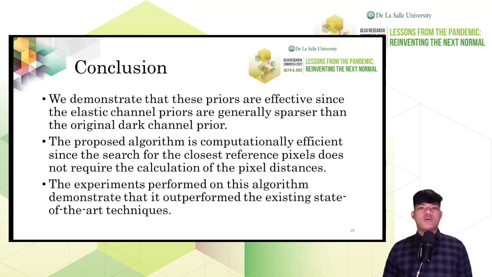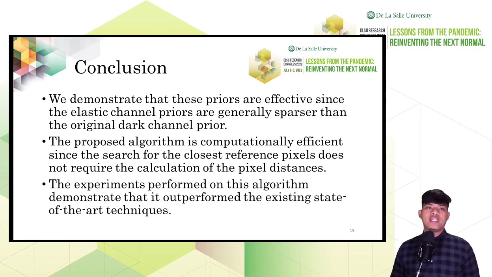So in this paper, we propose the elastic channel priors by addressing the limitation of previous intensity priors. We demonstrate that these priors are effective since the elastic channel priors are generally sparser than the original dark channel prior. We also show that the proposed algorithm is computationally efficient since the search for the closest reference pixels does not require the calculation of the pixel distances. The experiments performed on this algorithm demonstrate that it outperformed the existing state-of-the-art techniques.